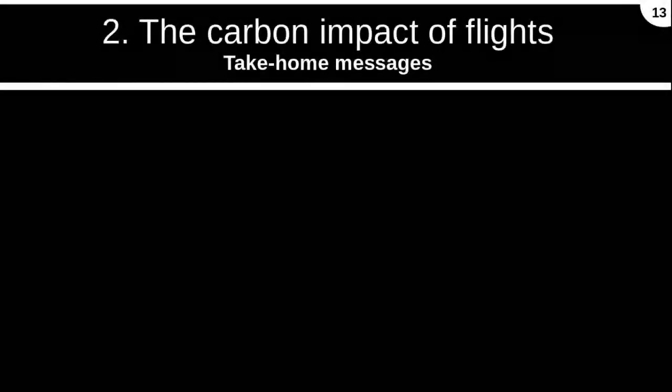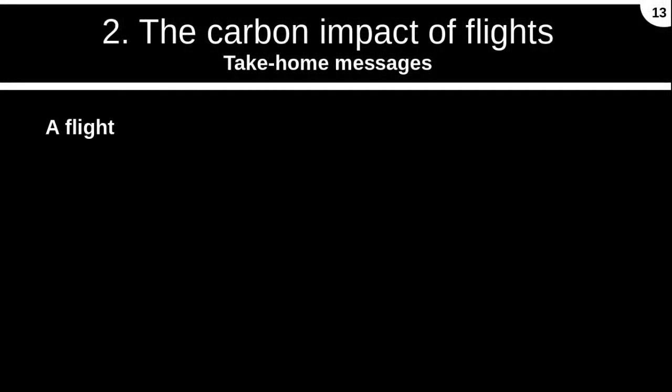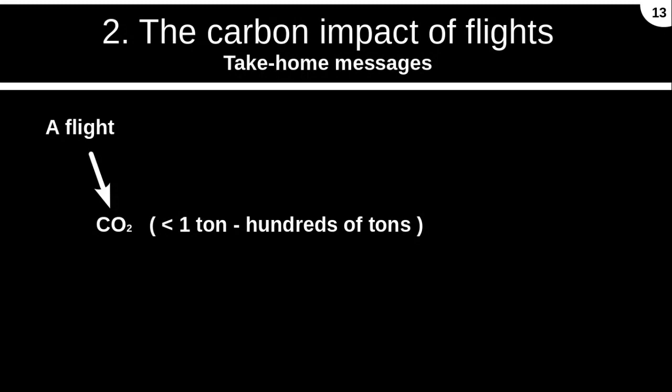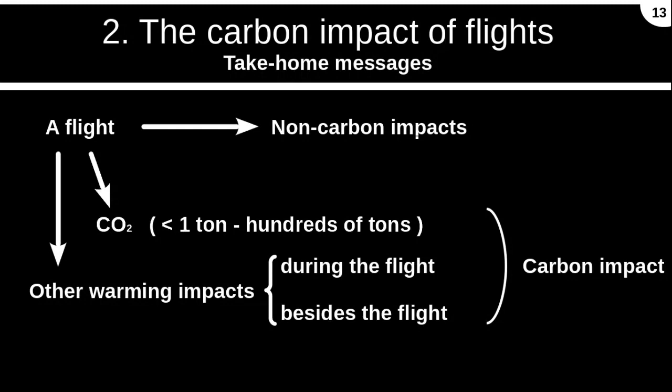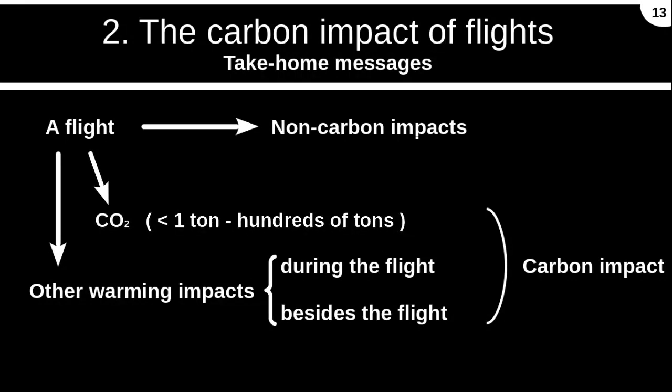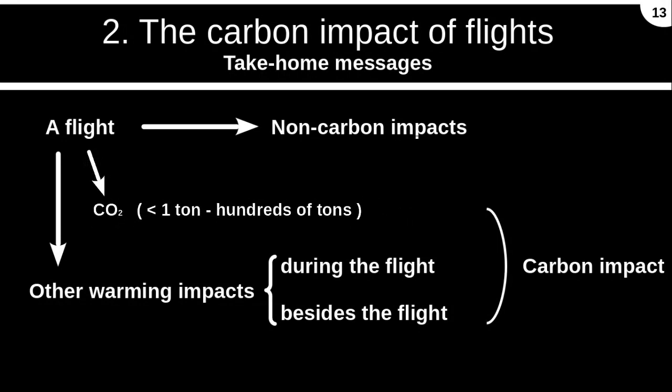What are the take-home messages of this chapter? A flight from taking off to landing and including taxiing emits CO2 from less than 1 ton to hundreds of tons. There are other warming impacts during the flight and apart from the flight. Additionally to this carbon impact, there are other non-carbon impacts, such as pollution or resource depletion. These impacts are out of the topic of this lecture. Of course, the more energy efficiency increases, the less CO2 is emitted during the flight, the less other impacts can be neglected.